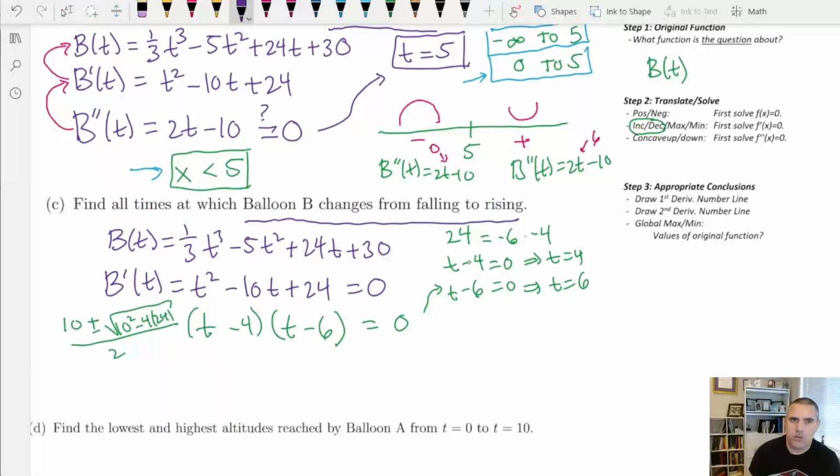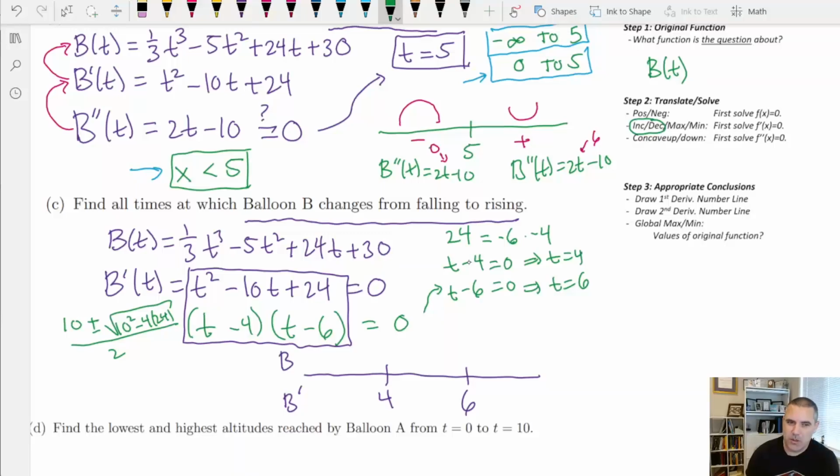Now, how do we figure out when it's rising or falling? That's the analysis piece again. So that's why I like this question. This is a good one. This is how we analyze functions. So now we're going to put a little tick mark at 4 and 6. And then we're going to ask ourselves about the slope. B prime is the slope. B is the original function. B prime is this thing right here. That's the slope of my function.